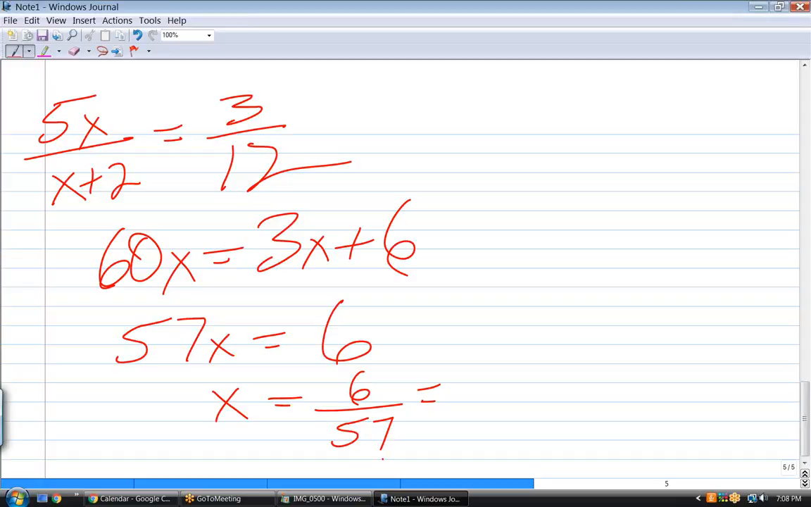Because the digits add up to a number that is divisible by 3. 5 plus 7 adds to 12. 12 is divisible by 3, therefore 57 is divisible by 3. So divide top and bottom by 3, what do you get? You get 2 19ths? Is that what you said? Yeah. Okay.